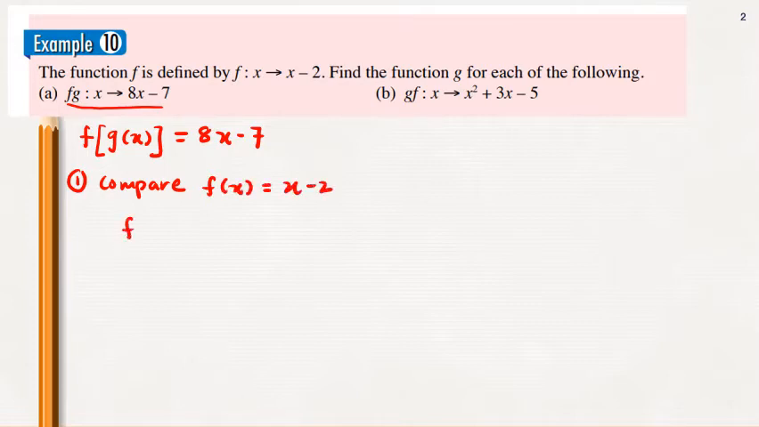Teacher also writes f(x) is equal to x minus 2. Teacher takes the one above. So we know that this x is replaced here, right? This x is the same as the x on the right. Second step, we need to substitute. Sorry, we don't substitute yet. We still want to compare, right?